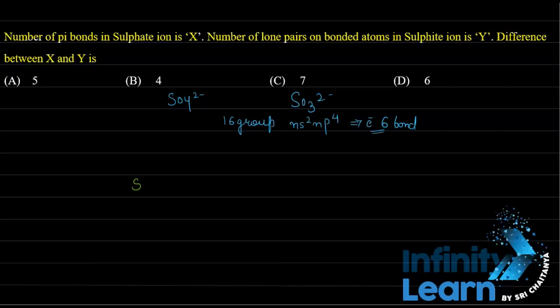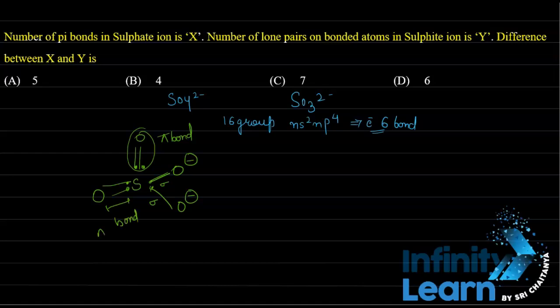We have sulfur with 6 valence electrons, 1, 2, 3, 4, 5, 6, and 4 oxygens, 1, 2, 3, 4, with negative charges over here. This is how the structure looks. We have to calculate the number of pi bonds. A single bond is a sigma bond, and this double bond is a pi bond. This is also a pi bond. So how many pi bonds? 2 pi bonds, which is equal to X given in the question.